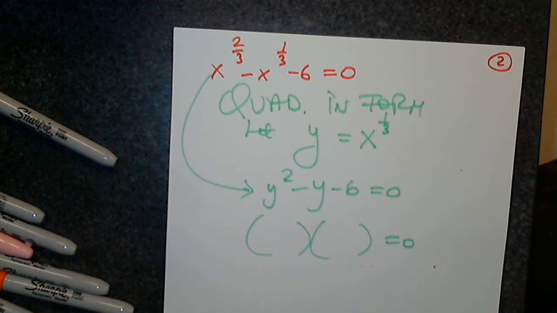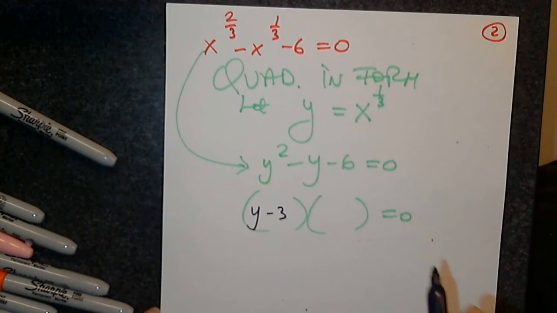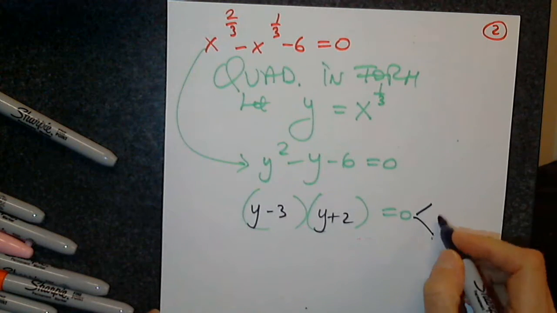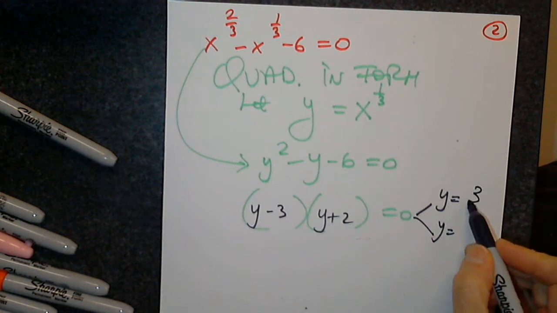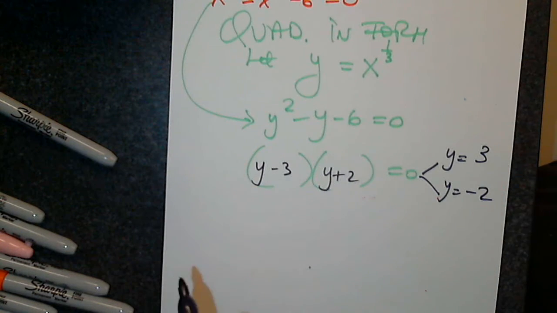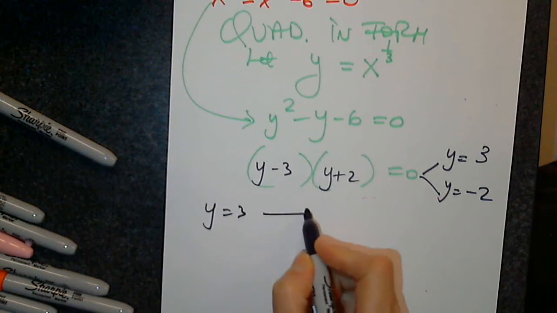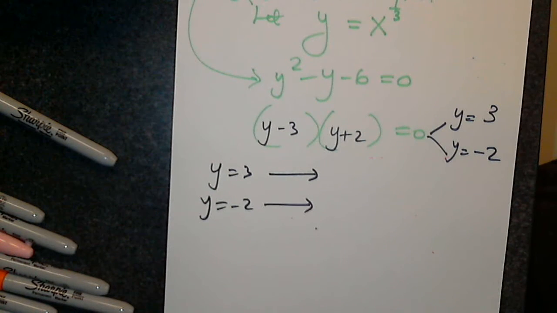So then, y minus 3 and y plus 2 equals 0. So y equals 3 or y equals -2. Very good. So we get two solutions for y. But we only care about y as a step. The answer must be in x though. So what do I have for y? 3 and -2. So now these are two equations. y equals 3 is a different equation, and y equals -2 is a different equation.